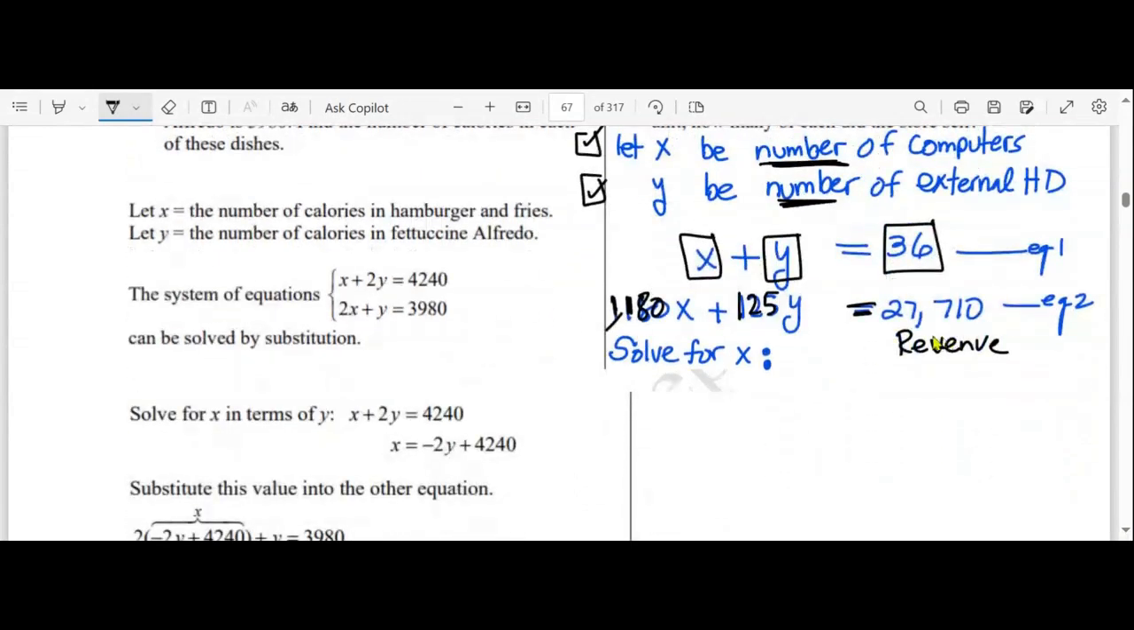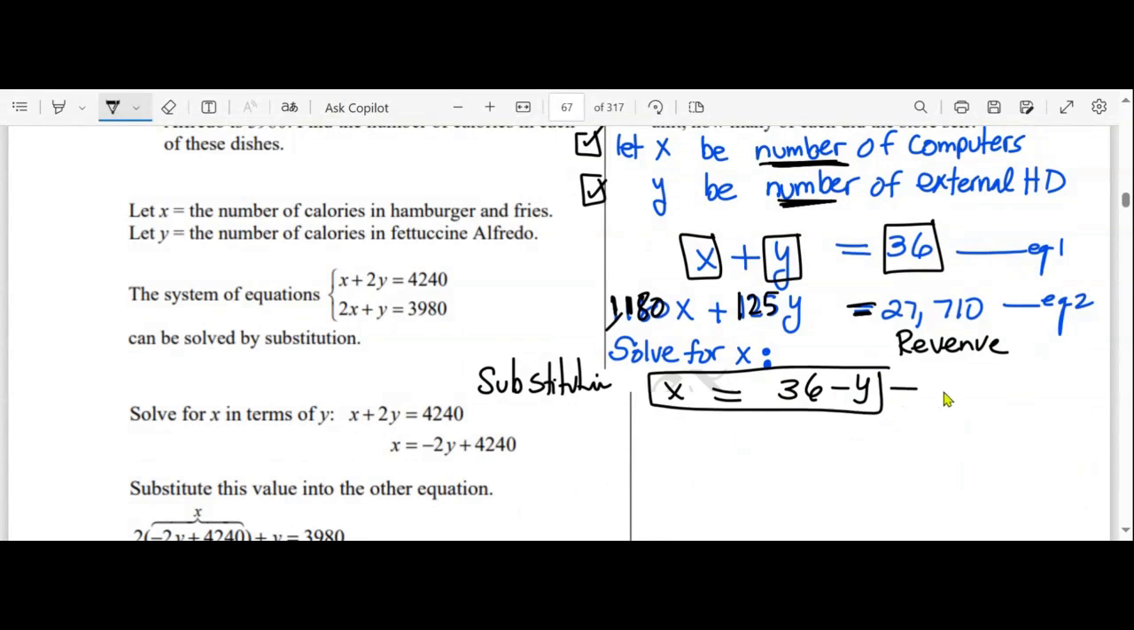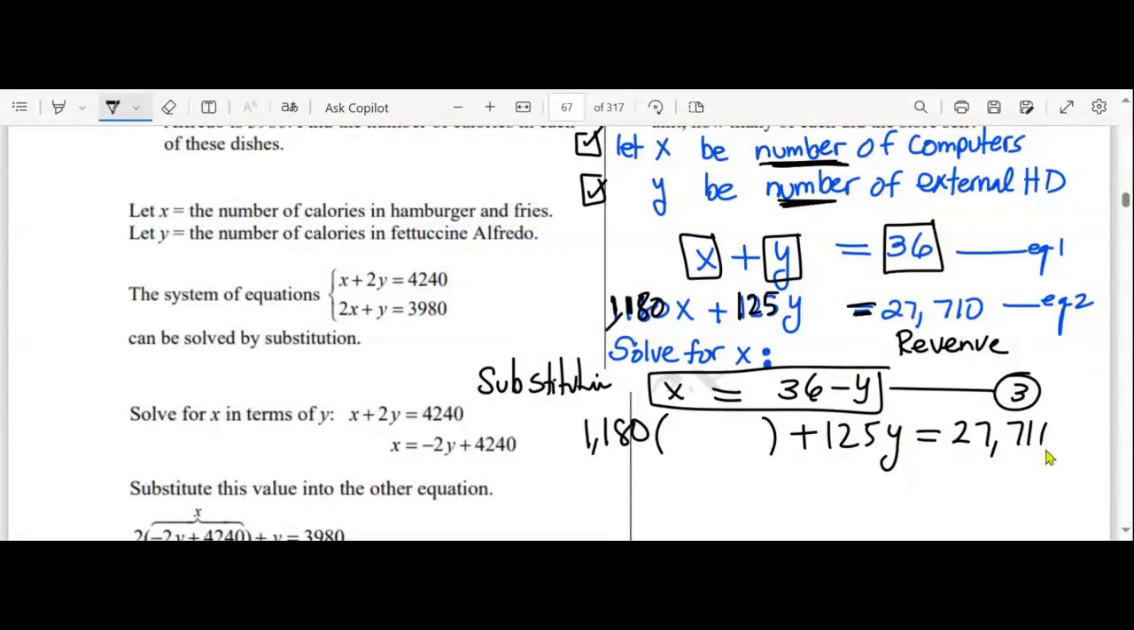Okay. So I have two equations, equation 1 and equation 2. Now, which method should I use, substitution or elimination? Substitution. We should move y to the other side, so you get x equals 36 minus y. That's equation number 3. Now replace equation 3 in equation 2. So you get 1,180, and then you open brackets like this, (36 minus y), plus 125y equals 27,710.